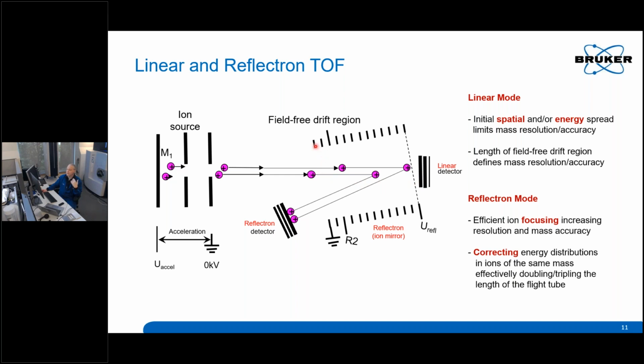We can also turn on the reflectron and have those ions turned around and then reaccelerated towards the reflector detector. What this does is correct for the spatial and energy distributions, focusing ions of the same mass onto the detector so they all arrive at the same time, giving high resolution. That is very important if you're looking at molecules that differ by, let's say, 2 hydrogens. If you're looking at hydrogenation or dehydrogenation, that type of high resolution comes in very handy.